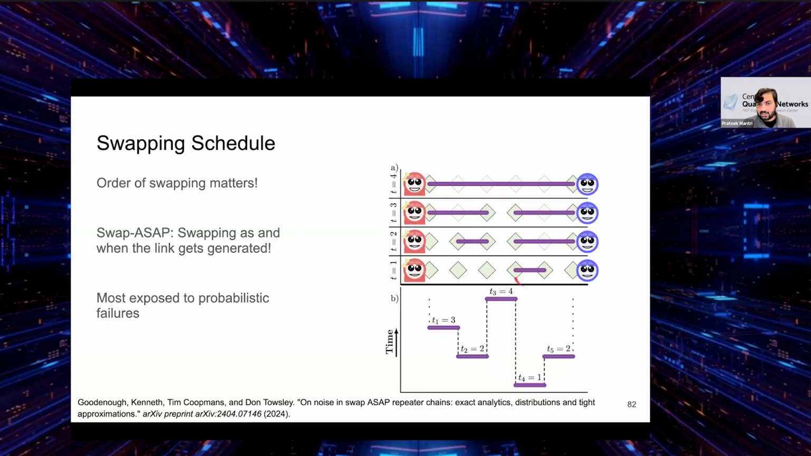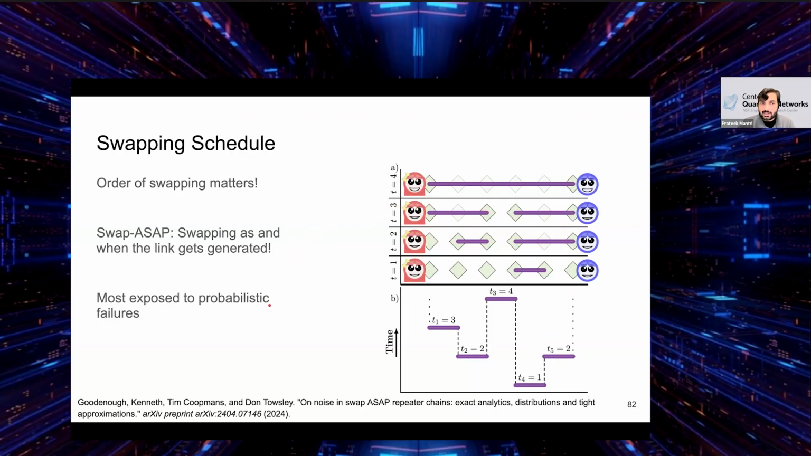And this link gets generated first, and then this link gets generated. And whenever the other link gets generated, we do a swapping operation here, elongating this link. And at the same time, there is another link which is being generated between these two parties. And after some time, we get another link generated between these two repeaters, and then we do a swapping here. And we keep on doing that until we get a link generated between Alice and Bob. So this kind of greedy ad hoc approach of generating links between Alice and Bob as and when they are getting ready is what is called a swap ASAP swapping schedule.